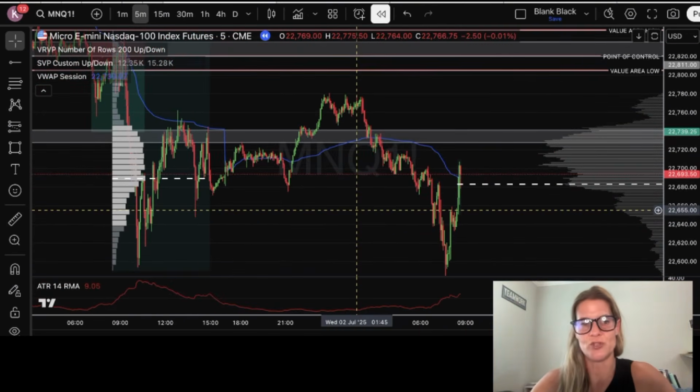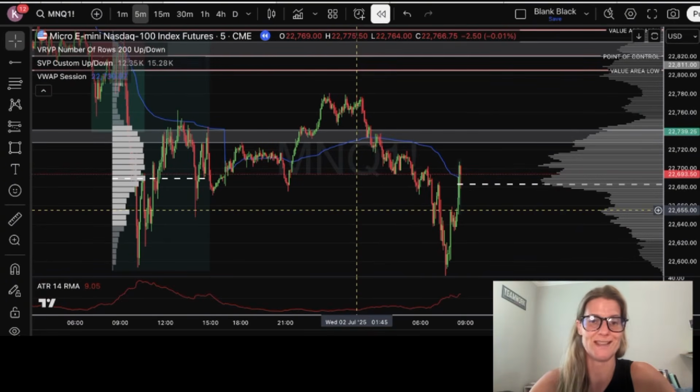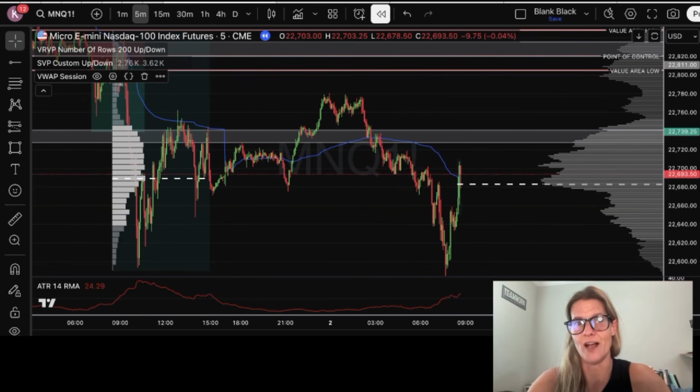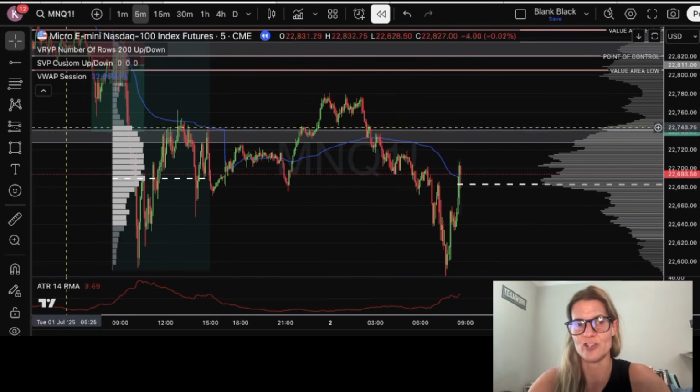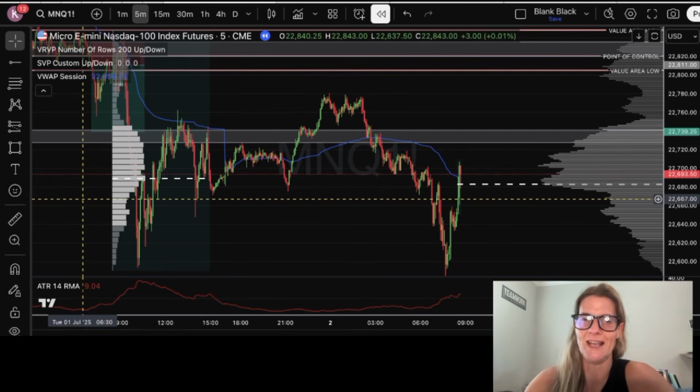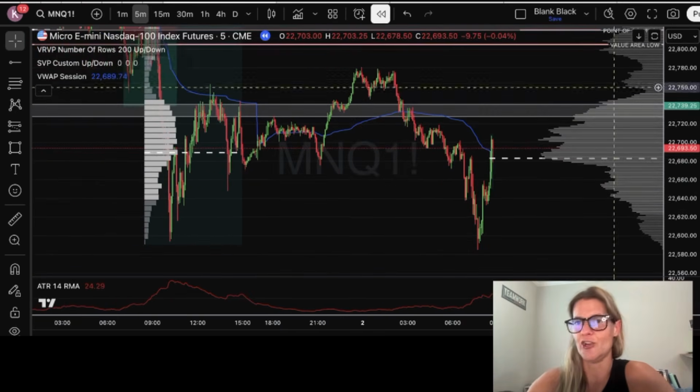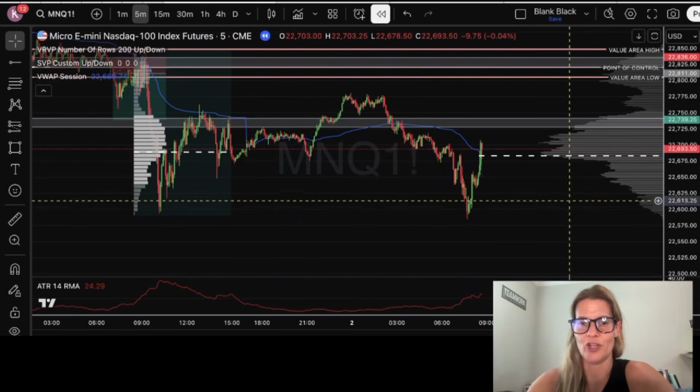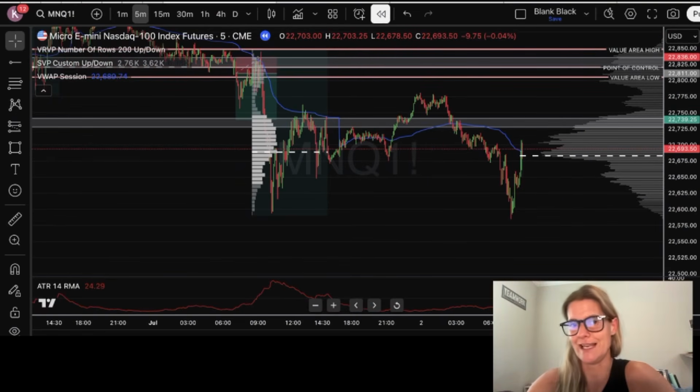Hopefully that helped you guys, give you some ideas how you can simplify your charts using visible range volume profile, session volume profile, and VWAP, volume weighted average price. All of them based on current price, current volume, and they're not delayed indicators.